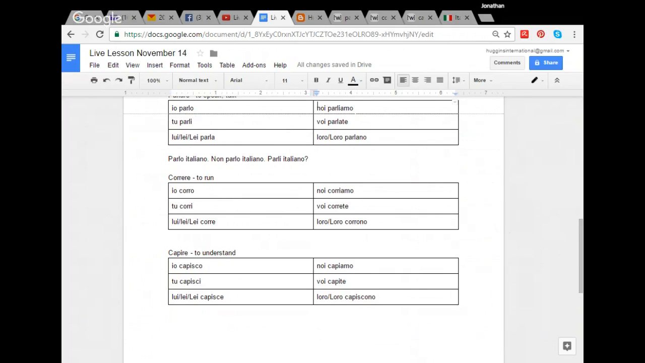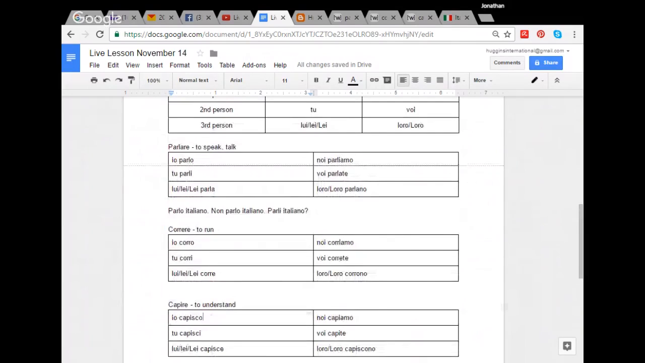But if you look at the noi form, these all end with IAMO, so that doesn't change. And you can notice that these all end with the O for the first person singular. Parlo, corro, capisco. It's just some of these third group verbs that will add this ISC inserted in there before you get to the O. So those are these basic examples that you could have for the present tense.